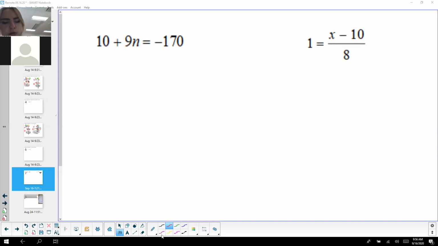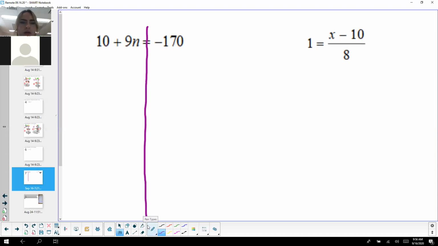All right, we are going to go over this. So I'm going to draw my wall or my line down the middle. Even if we're not highlighting, we want to deal with whatever term the variable is in last. Looking at this, 9n has the variable, so I want to deal with the 9n last.